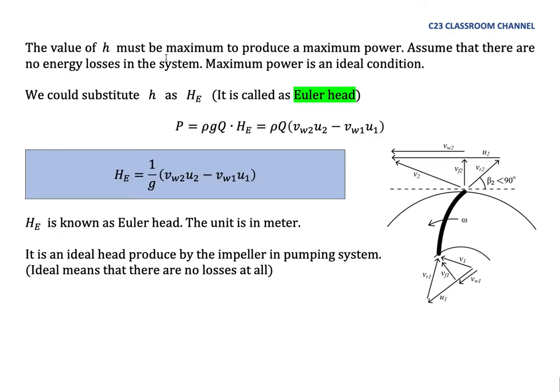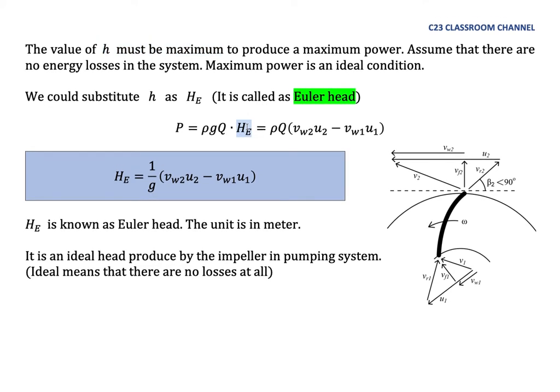The value of H must be maximum to produce maximum power. Assume that there are no energy losses in the system. Maximum power is an ideal condition, so we substitute H as HE. It is called Euler head because there are no losses here and H is the maximum. So the Euler head is actually the theoretical head of the pump. We could write that power equals rho g Q HE, and this is equal to rho Q, V whirl 2 U2 minus V whirl 1 U1.